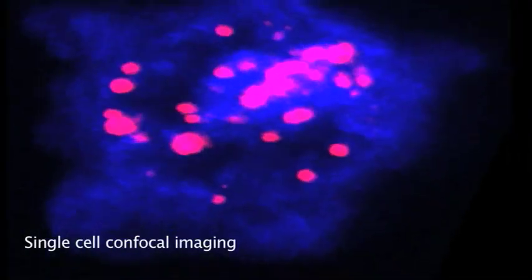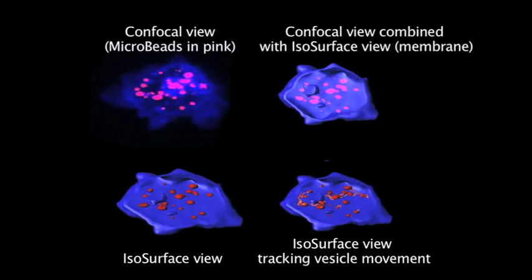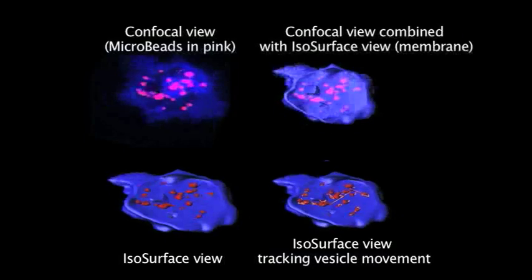Let's focus on a single cell. The top left is the confocal image, while the top right is a mix of confocal image of the beads and isosurface view of the cell membrane. The bottom left is the isosurface view, and the bottom right is the isosurface view tracking vesicle movements.